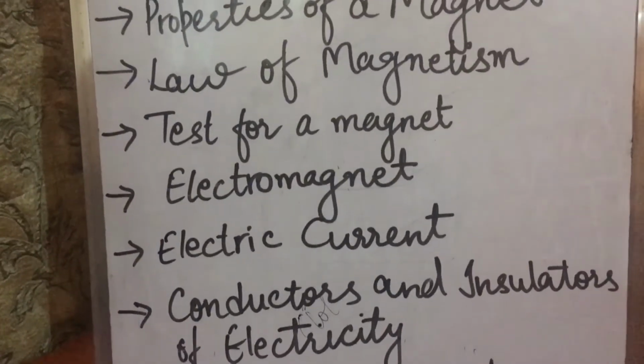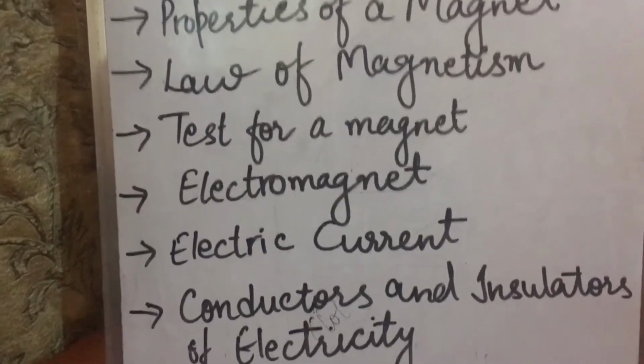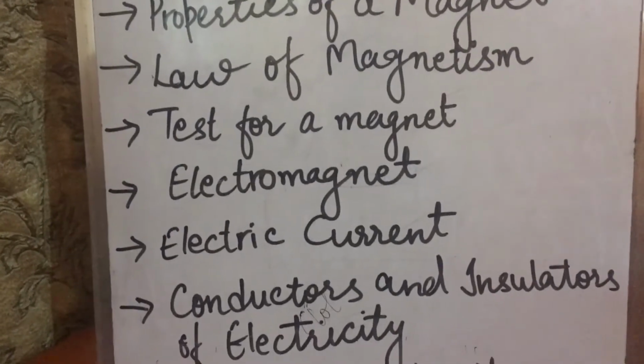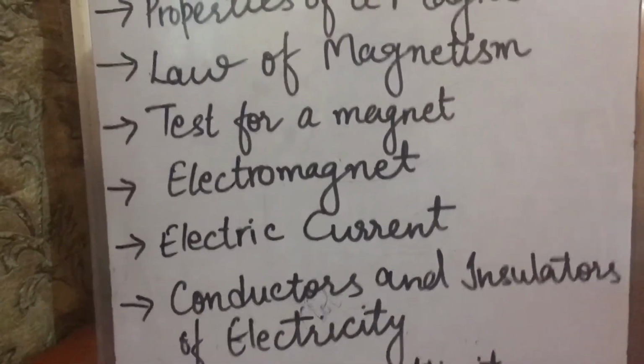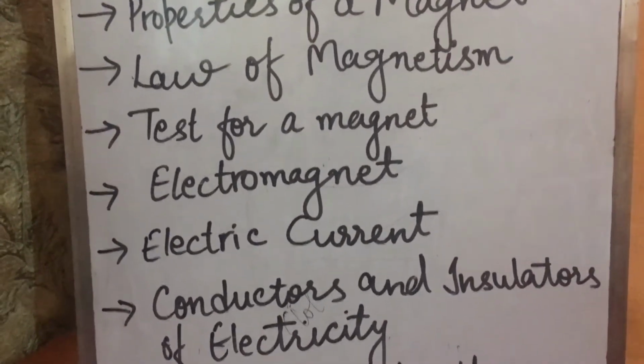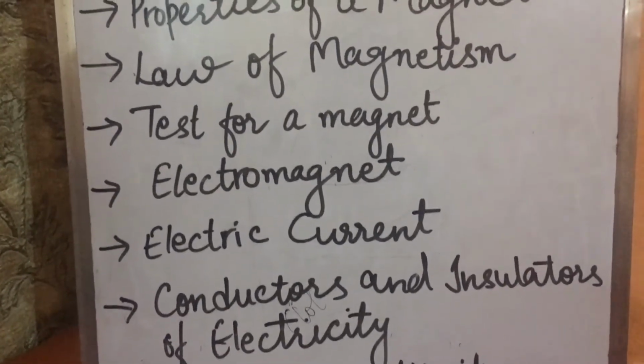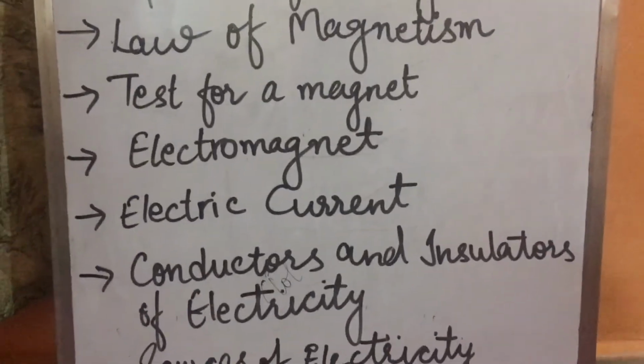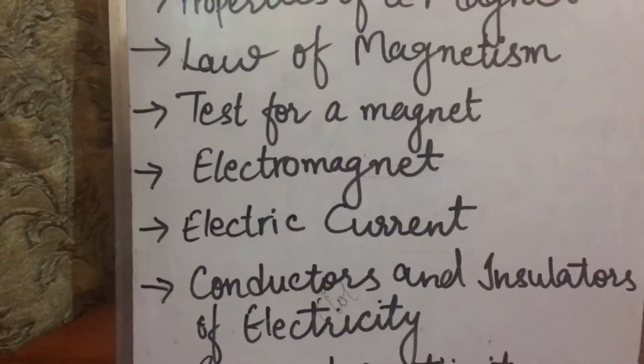Mercury is also a good conductor of electricity. The human body is also a good conductor of electricity. The electric current can easily flow through a human body, but it is not as good a conductor as metals. But the human body is also a good conductor of electricity.